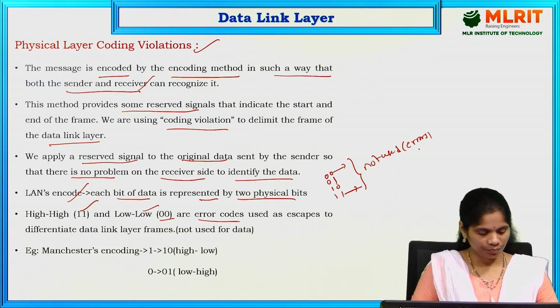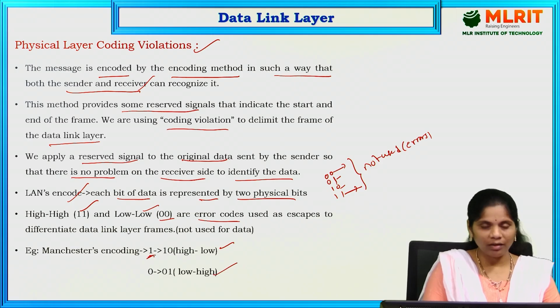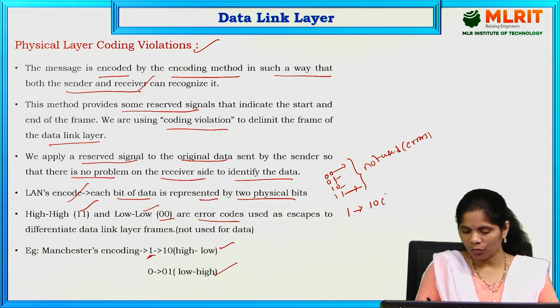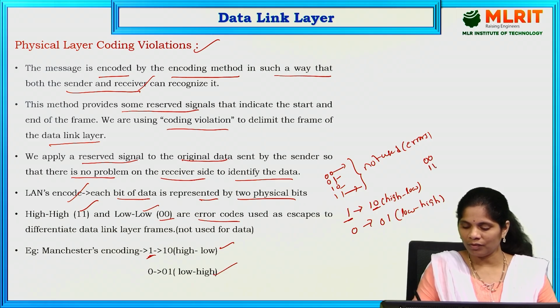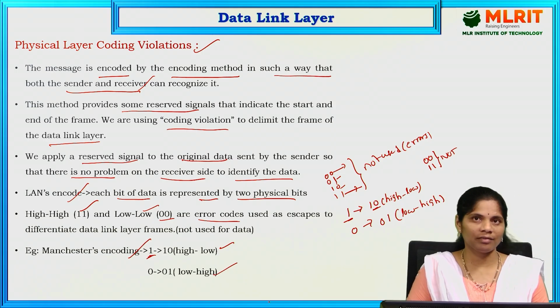And coming to the remaining two, that is 01 and 10. When we use high to low and low to high, if a 1 comes, we have to replace it with 10. That is high to low. Wherever 1 is coming, we replace it with 10. Wherever 0 is coming, we replace it with 01. That is low to high. We are not using 00 and 11. So this is Manchester encoding. This is about the physical layer coding violations in the data link layer.